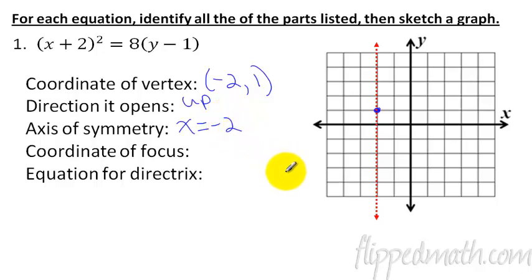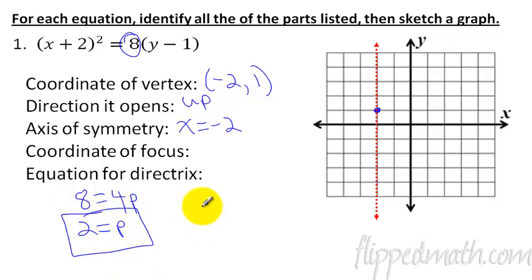Coordinate of the focus. In order to calculate that, we need to know what p equals because it's going to be p units away. Well, our number 8 is our 4p. So what does p equal? If we divide both sides by 4, then p equals 2. That's an important thing that we need to be able to do on each of these: know the distance p. So you start here at the vertex. We know it opens up, so we go 1, 2, there is the focus. So the coordinate point of the focus is -2, 3.